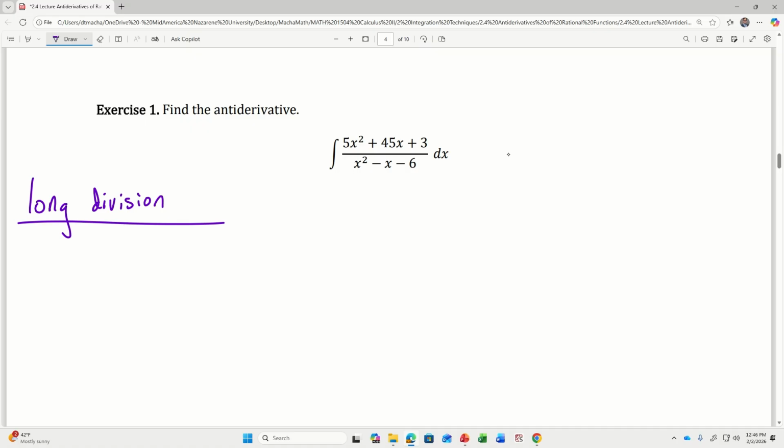And so long division would look like 5x squared plus 45x plus 3 divided by x squared minus x minus 6. And I'd say, how many times does x squared go into 5x squared? I'd say 5, and so then you multiply everything times 5.